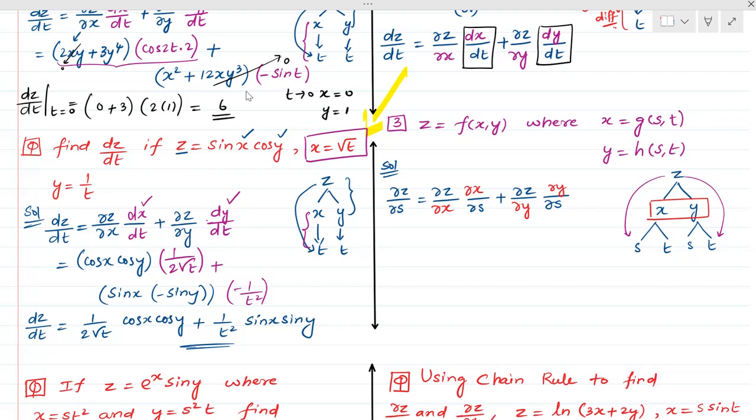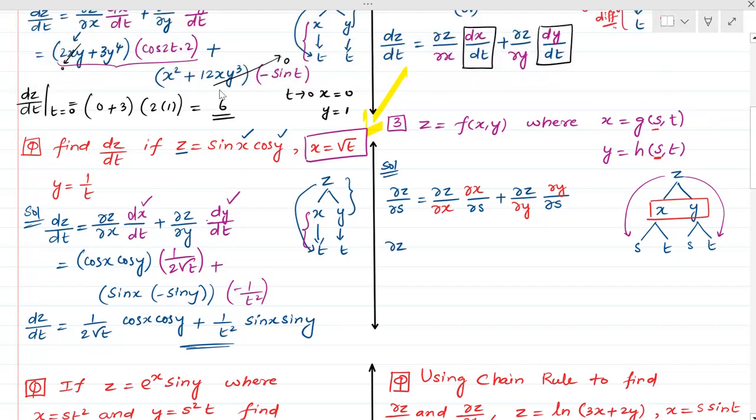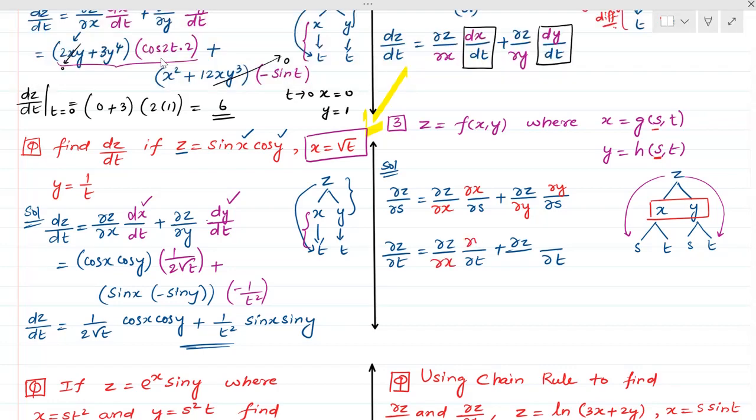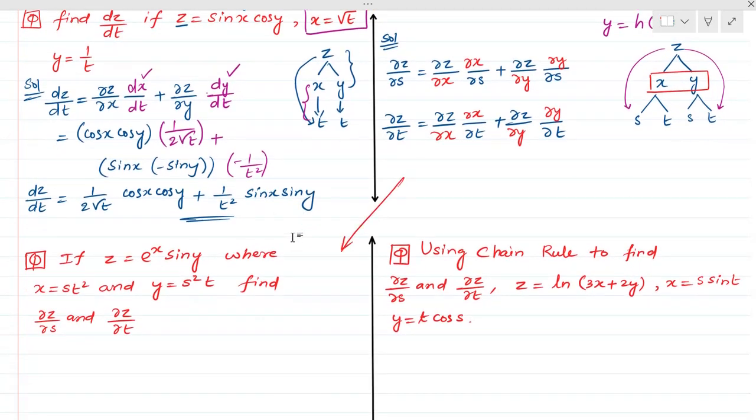Similarly, if you want to calculate with respect to t, so dou z over dou t, I write the formula like this: dou z over dou x times dou x over dou t plus dou z over dou y times dou y over dou t. How many in-between variables do you have? Two, x and y. So just substitute them here, dou x, dou y. Then they get cancelled and you get dou z over dou t. So we will solve the problem using this rule.